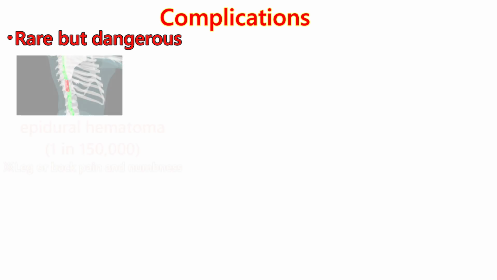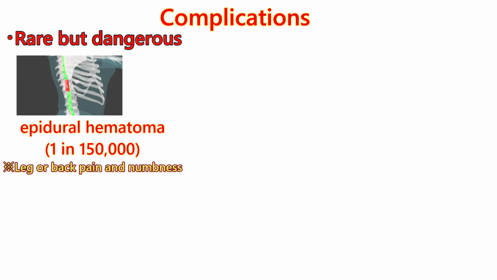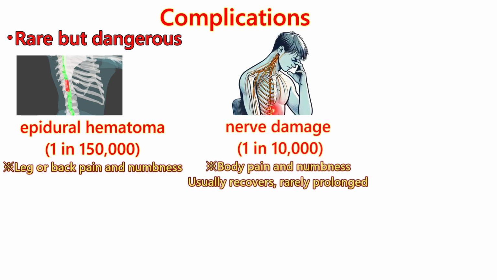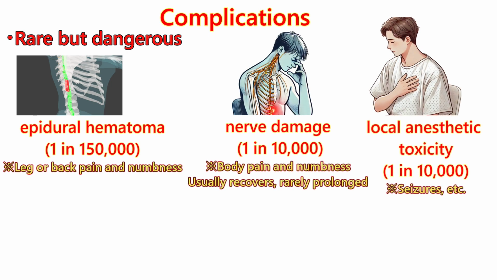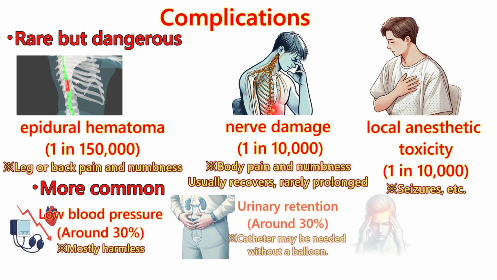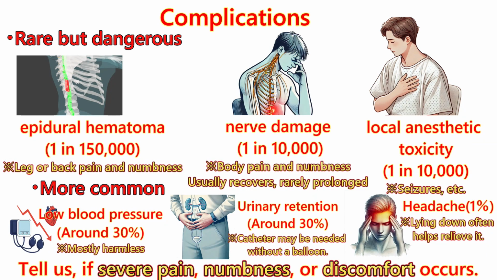Complications. Rare complications of epidural anesthesia include epidural hematoma, persistent bleeding outside the dura mater that compresses the spinal cord, nerve damage, and local anesthetic toxicity. More common complications include the following. If severe pain, numbness, or discomfort occurs, medical staff should be contacted immediately.